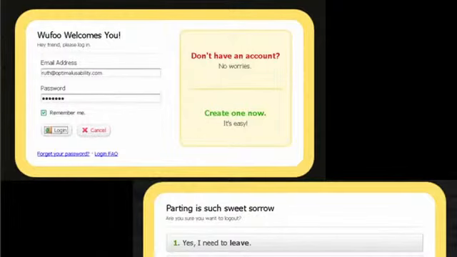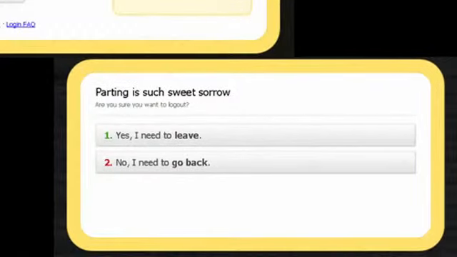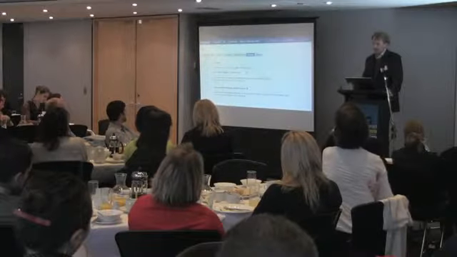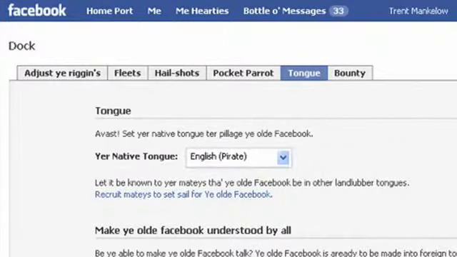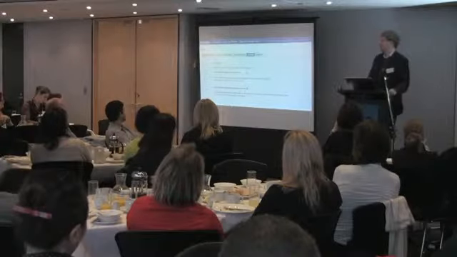And here are some more examples of Wufoo's personality. Parting is such sweet sorrow. Are you sure you want to log out? Yes, I need to leave. It does have a personality to it. It makes it more fun to interact with. Anyone play with Facebook's pirate version? It's good times. Maybe suitable for the Ministry of Fisheries, yeah.